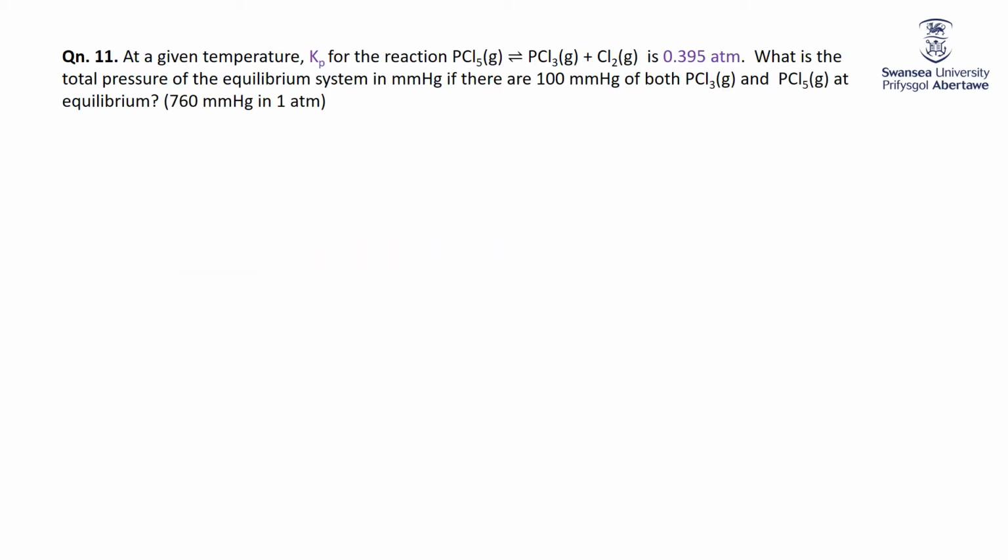So question 11, given Kp, 0.395 atmospheres, what's the total pressure of the equilibrium system if there are 100 millimeters of mercury of both PCl3 and PCl5 at equilibrium? So emphasizing the 'at equilibrium' part, okay? Now, one of the sneaky things here are the units of pressure that I've given you. We're told Kp with pressure in atmospheres. We're told the equation, so we can get an expression for Kp in terms of the pressures. And in order for this to be 0.395 atmospheres, these pressures have to be in atmospheres. Well, we don't know the pressure of PCl3 and PCl5 in atmospheres because we're told it in millimeters of mercury, but we are given the conversion factor.